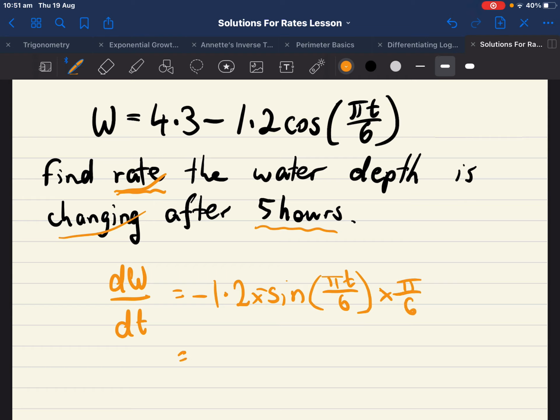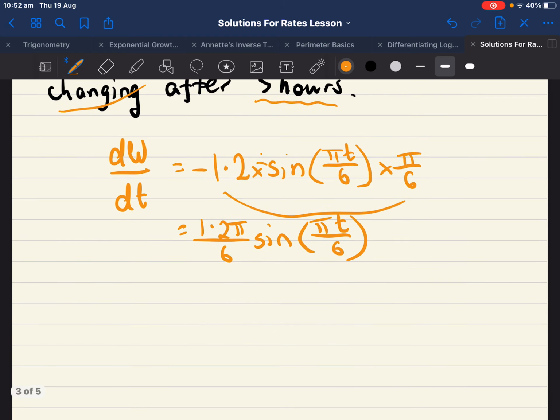And so differentiating, I'm now just going to combine these two things, along with the negative from the sine as well. So the two negatives make a plus, and so you're just left with 1.2 pi all over 6 sine pi t over 6. So this expression that we've just written does not give us the water depth at any particular point. It gives us the rate that the water depth is changing. And that's all it's asking us to find after 5 hours.